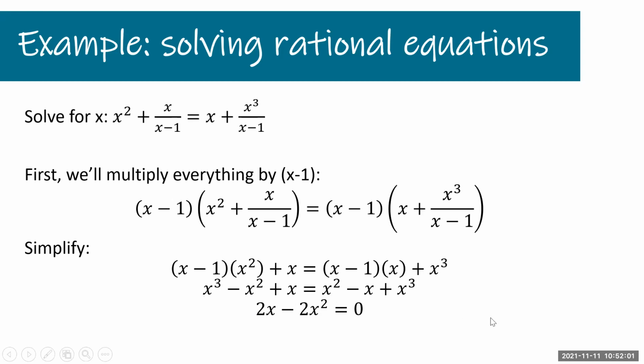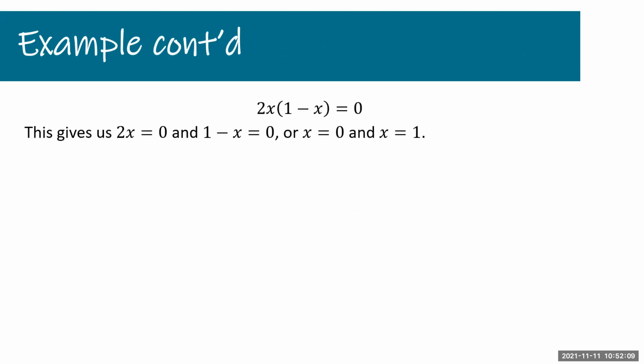And then we can solve for x like we usually do. 2x is in both, so we'll have 2x, and then we'll have a factor of 1 minus x equals 0. So now we've factored it. We just solved this as usual. 2x equals 0, and 1 minus x equals 0. So our solutions would be x equals 0 and x equals 1.